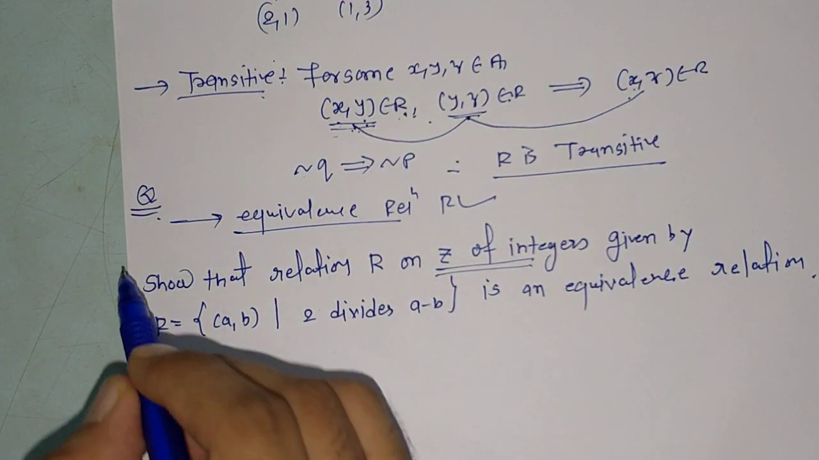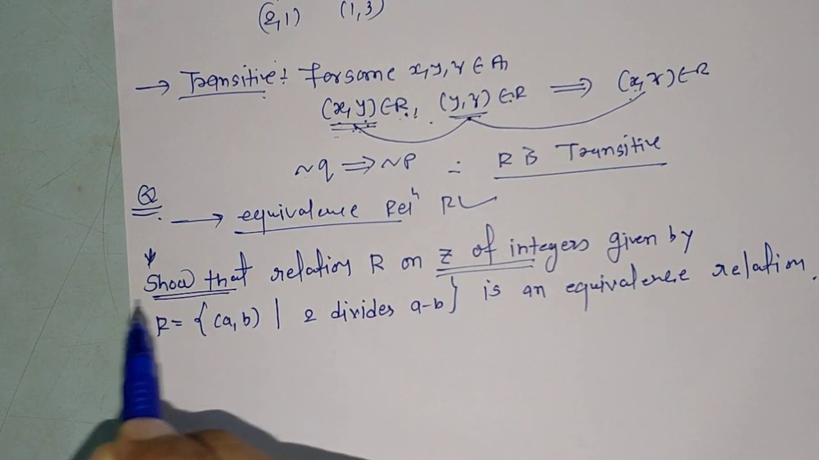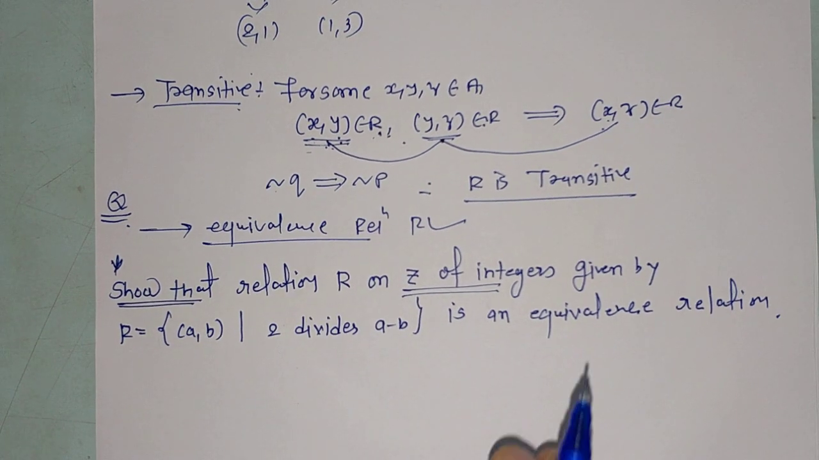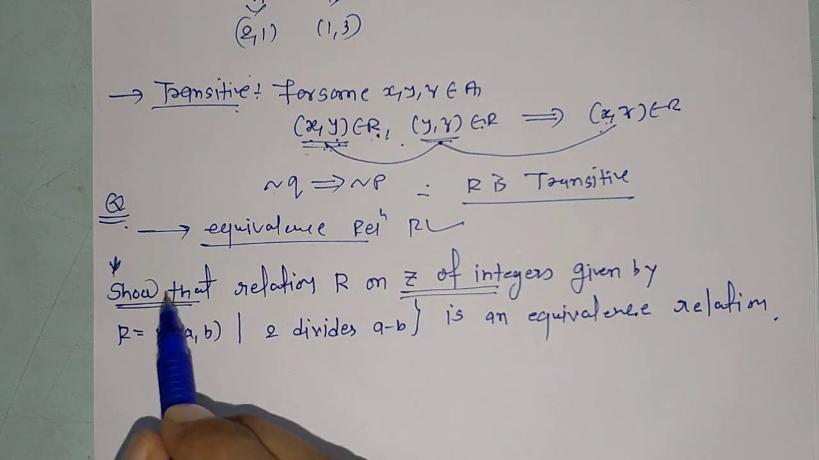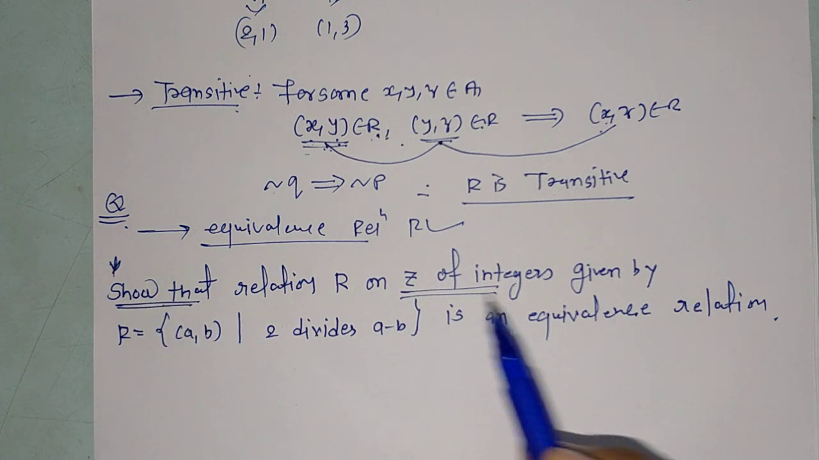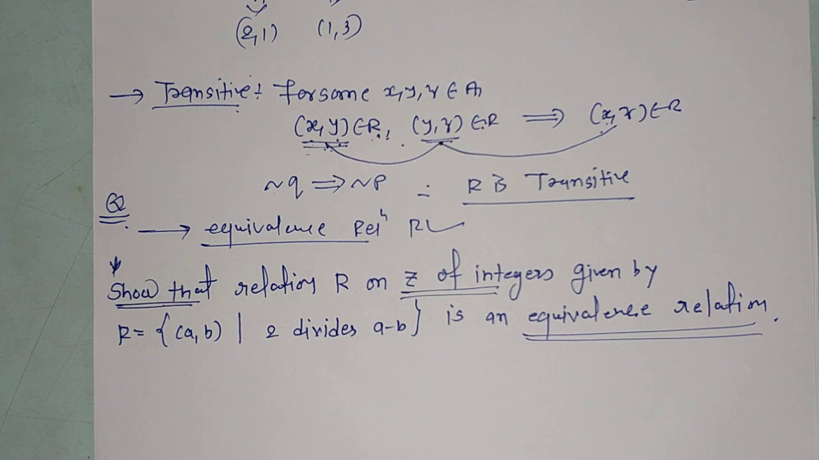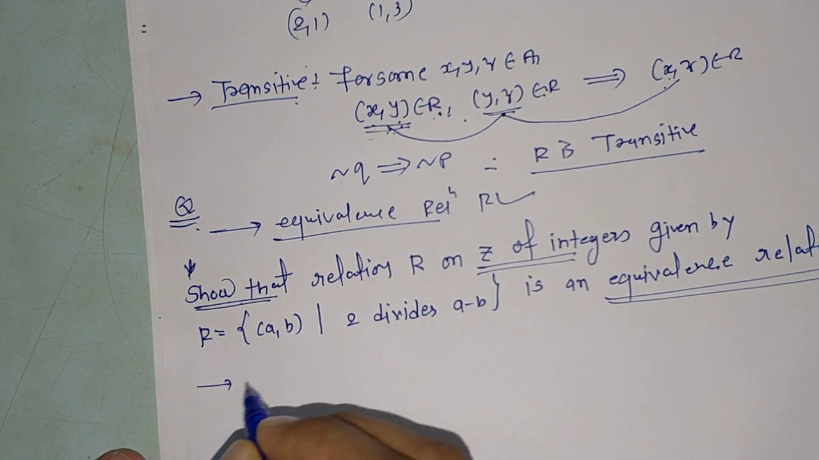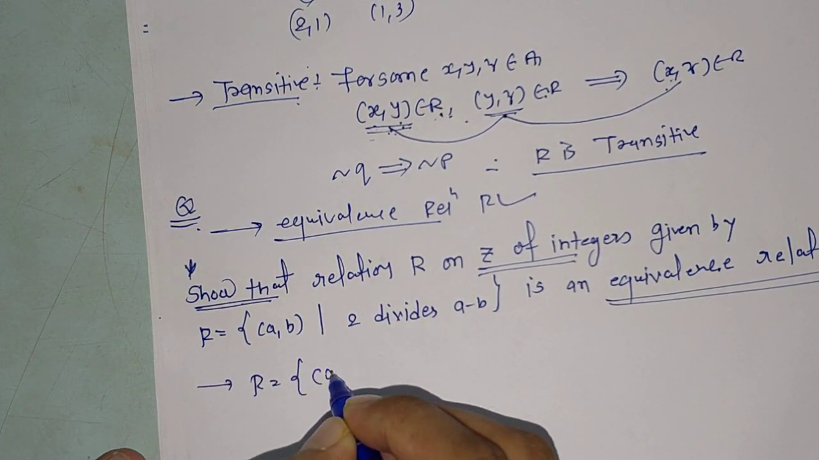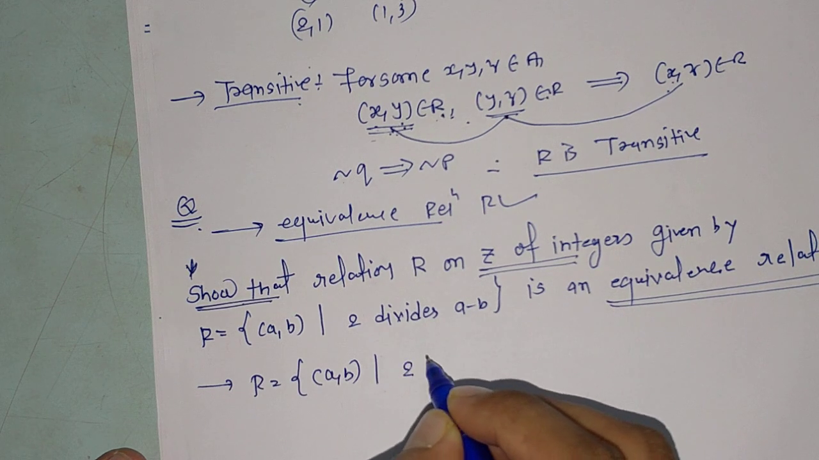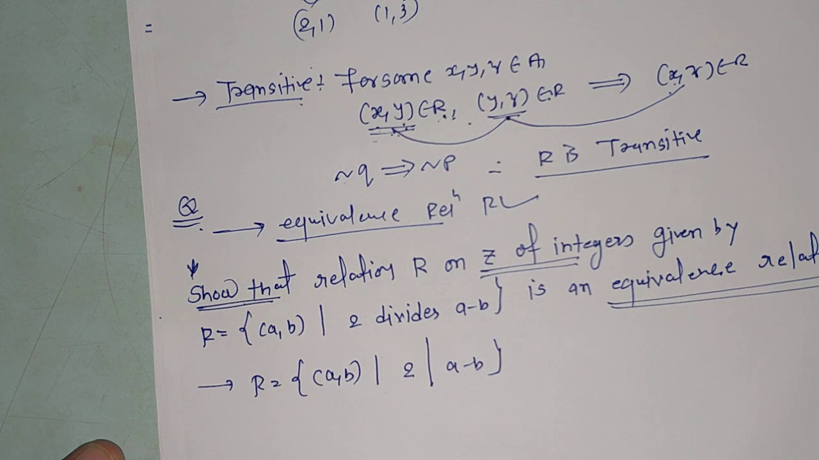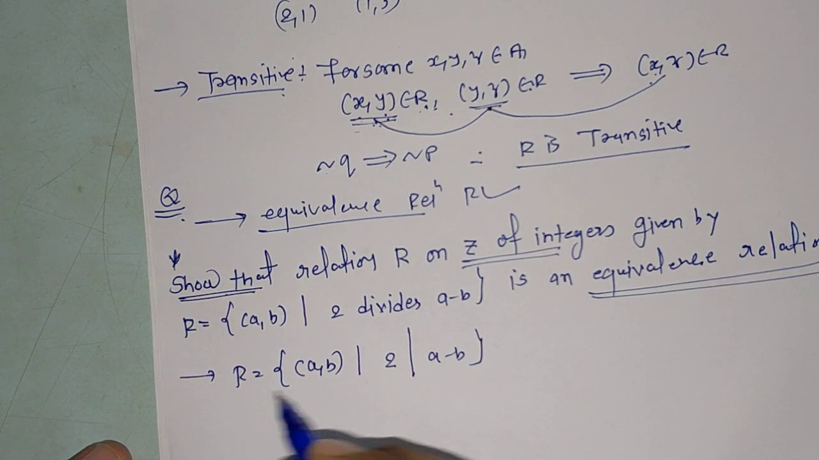Now in this question, read properly, it says that we have to show that, it means it is already an equivalence relation. Be careful with the wording, it says "show that", it already says that the relation is an equivalence relation, but now we have to show it. Okay, so what is the relation? R is equal to {(a, b) such that 2 divides a minus b}, where "|" is the notation for divides, that we have to prove that R is what?